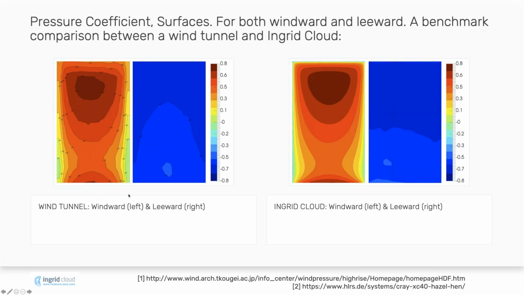On the left-hand side, you can see the wind tunnel results. This is a high-rise simple block where you can see the pressure distribution, windward and leeward. These are the data for the wind tunnel test. On the right-hand side, you can see our results, the pressure distribution, windward and leeward. And if we compare our pressures point-wise, we could achieve a correlation of over 99%.